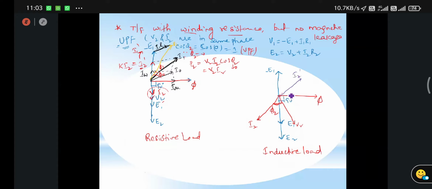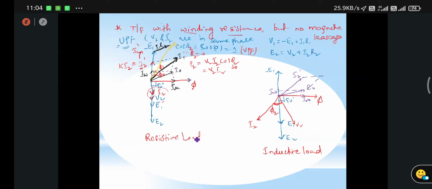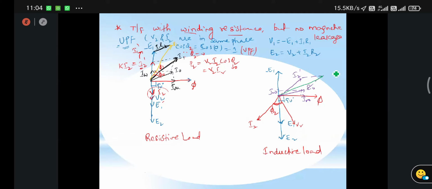But before that, this is the I0. I0 is nothing but the working component of current and the magnetizing component of current, so both are in the same place here. If you extend this line, then you can get I1. I1 is the vector sum of I2 dash plus I0. So you get exactly the current direction of I1, the load component current along with the winding resistance drop I1 R1, in the same direction here.